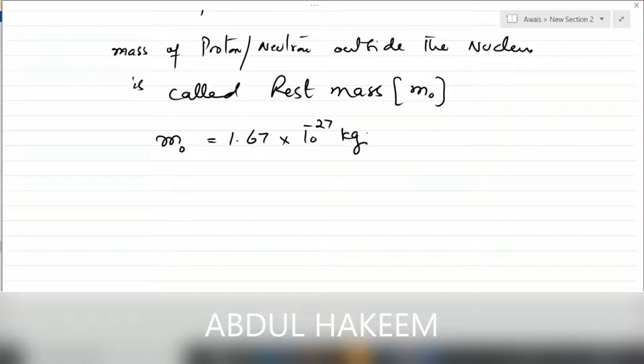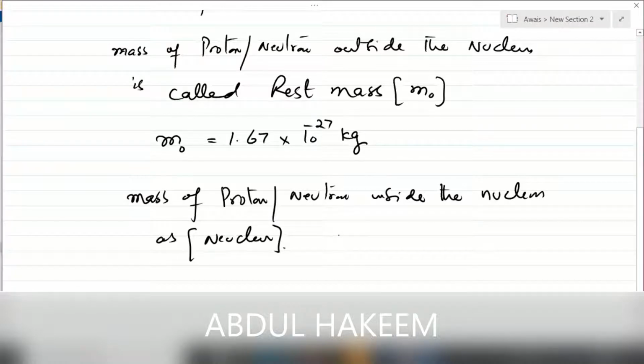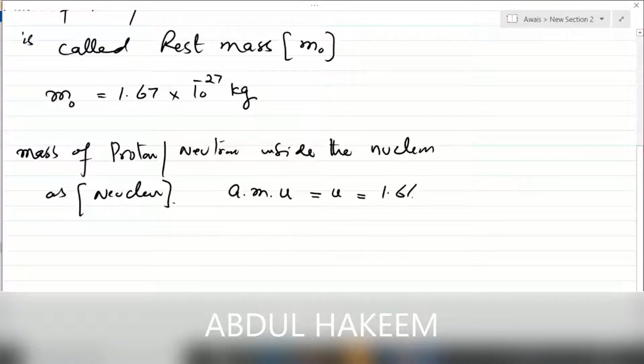But when proton and neutron are part of the nucleus, meaning in the form of nucleon, the mass of the proton or the mass of neutron inside the nucleus, meaning as nucleon, is called atomic mass unit and is represented by small u, and its value is 1.66 into 10 power minus 27 kilogram.